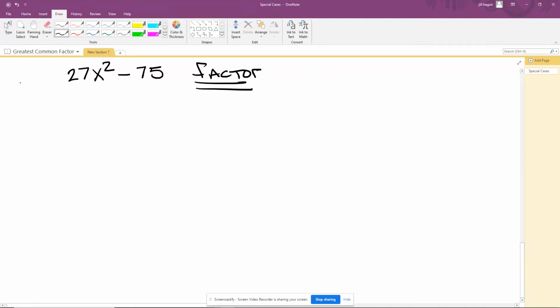Okay, so our last example of a type of trinomial, which would be a special case, would look something like this. This would be a challenge problem.